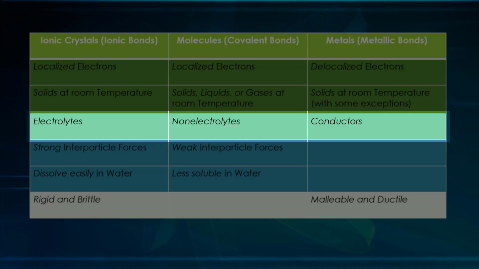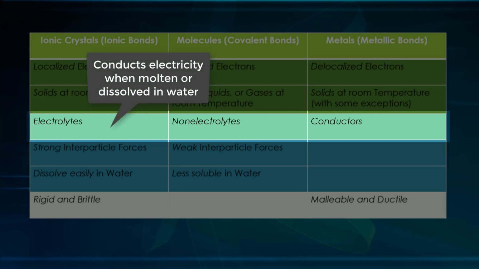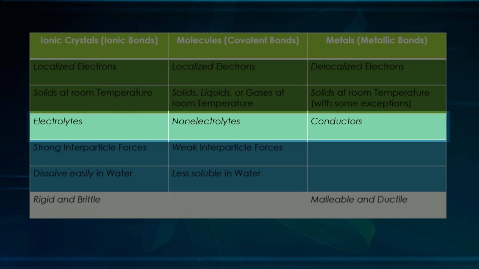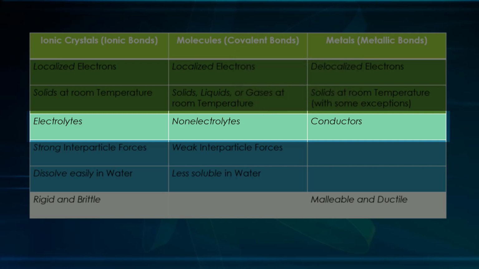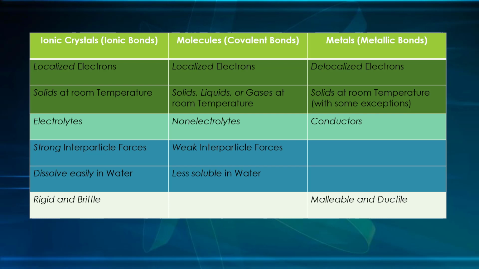Ionic crystals are considered to be electrolytes. These are substances that when dissolved in water or in the molten state can conduct electricity. Molecules are non-electrolytes. They do not conduct electricity when dissolved in water or molten. Metals are not classified as electrolytes or non-electrolytes. They are simply classified as conductors of heat and electricity. We will be doing a lab on electrolytes and non-electrolytes, so make sure you've jotted down the definitions for those terms here in your notes.